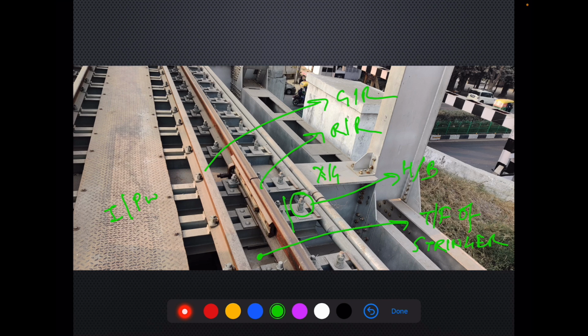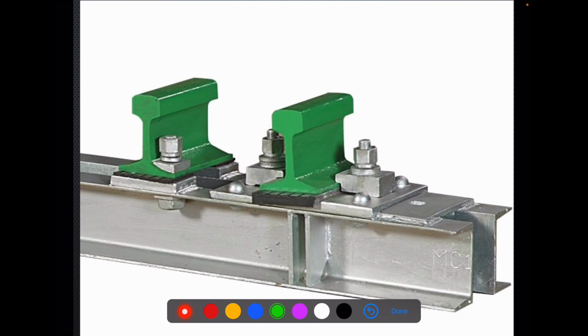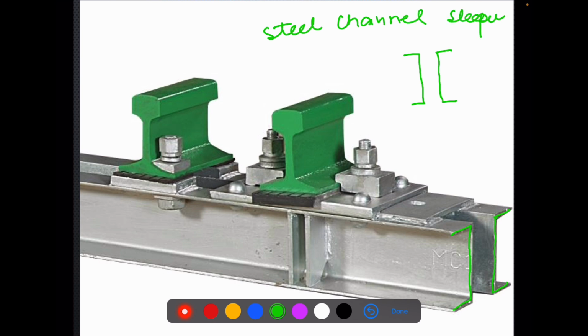The cross section of this sleeper is this two channels. So let's have a closer look. This is a channel section. This is another channel section. And with the help of these two, we have built a built-up section which is used as steel channel sleeper, right? Okay.